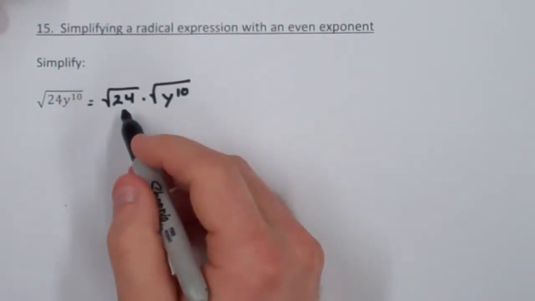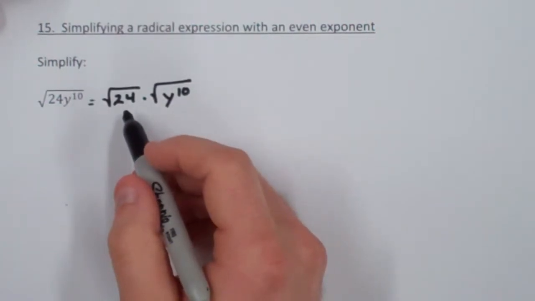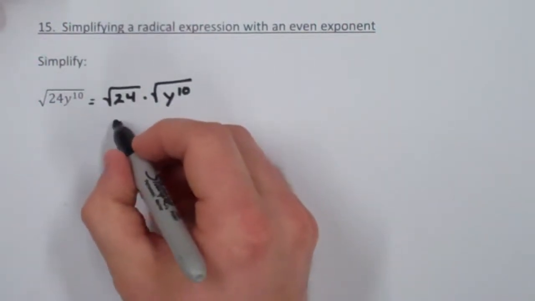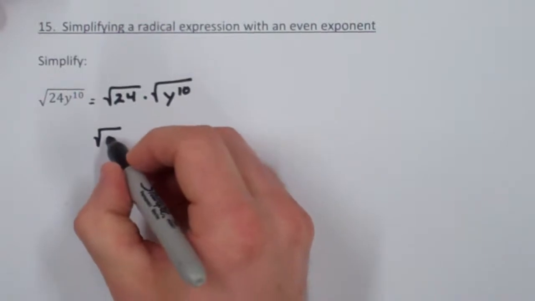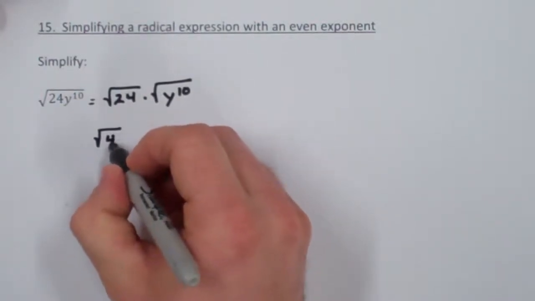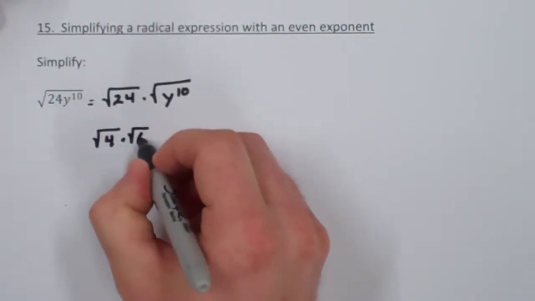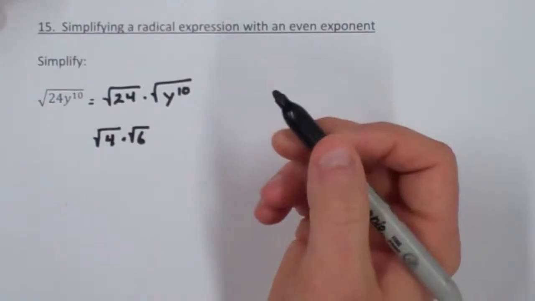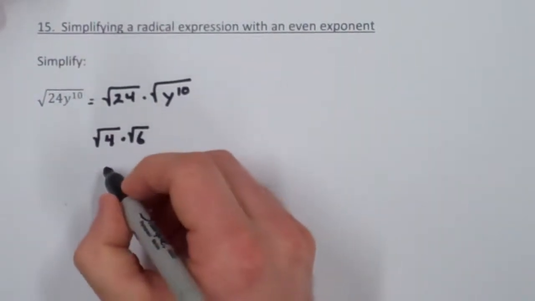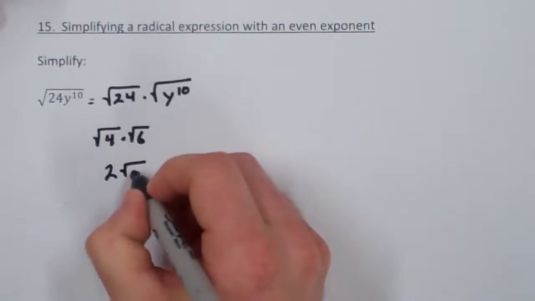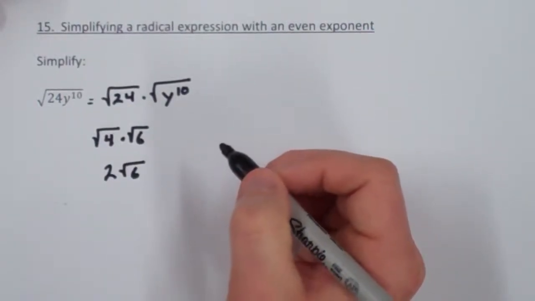For those of you that like the perfect square method, we can break this down into the square root of 4 times the square root of 6. That would be 4 times 6, or 24. And then this perfect square is just 2, and we've got a root 6 hanging out there.